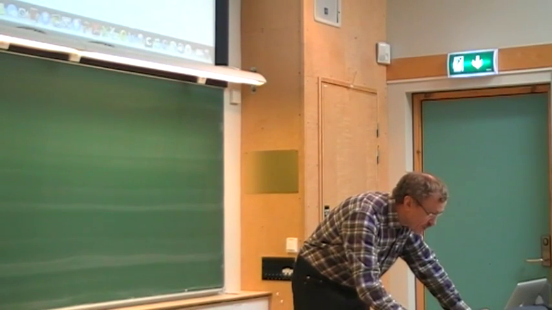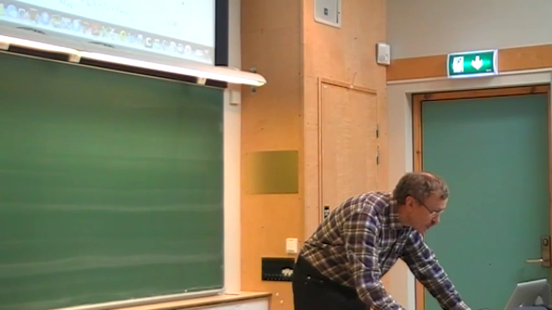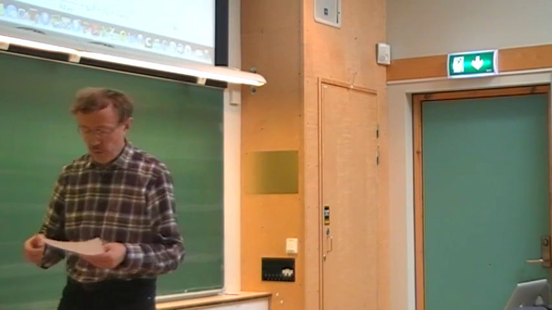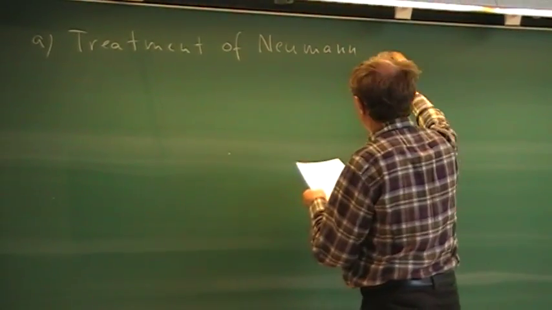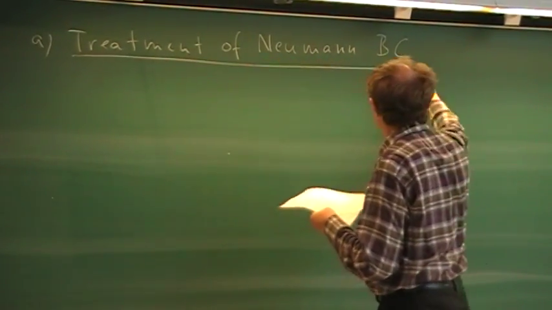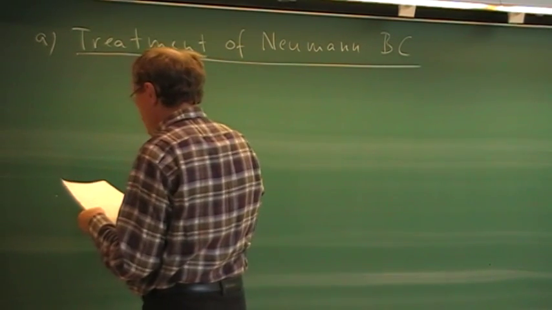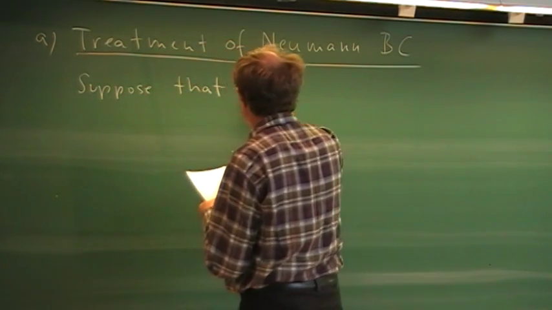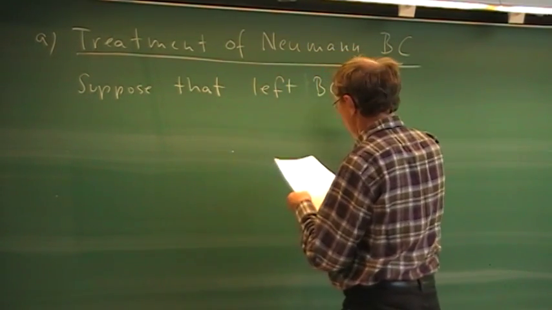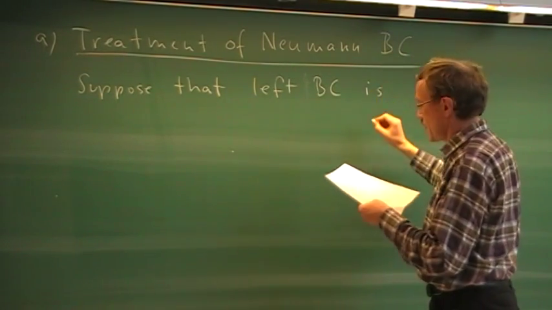And this is the factorization that you can also read in the lecture notes. But we now want to look at the treatment of Neumann boundary conditions. After we have seen how to do it with Dirichlet boundary conditions, we want to see how we can treat Neumann boundary conditions. So we suppose that the left boundary condition is the following.